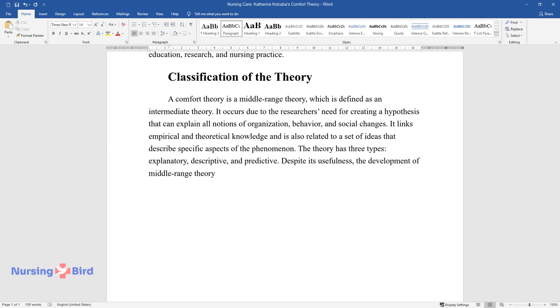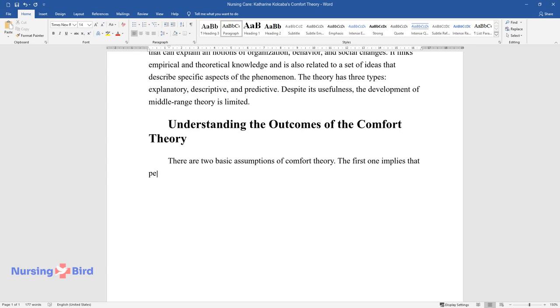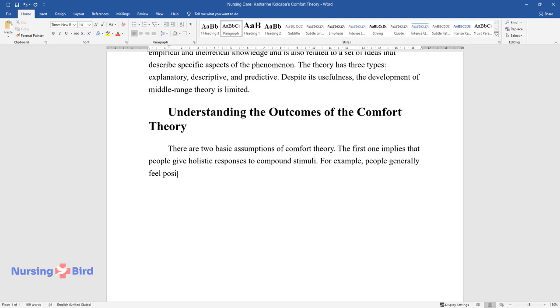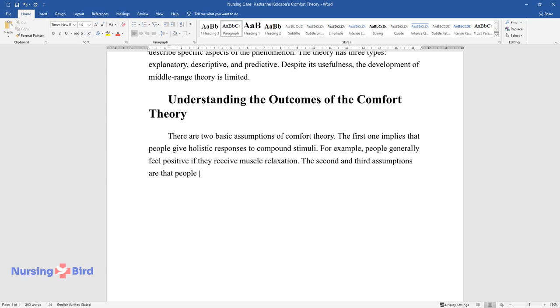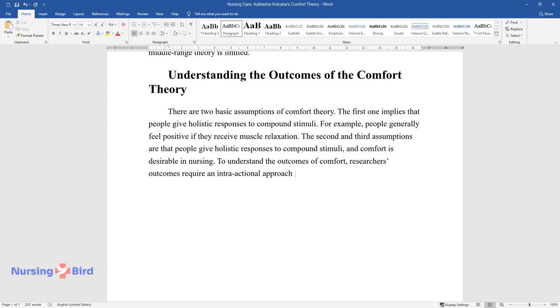Understanding the outcomes of the comfort theory. There are two basic assumptions of comfort theory. The first one implies that people give holistic responses to compound stimuli. For example, people generally feel positive if they receive muscle relaxation. The second and third assumptions are that people give holistic responses to compound stimuli, and comfort is desirable in nursing. To understand the outcomes of comfort, researchers' outcomes require an interactional approach because the interventions enhancing one aspect also enhance another.